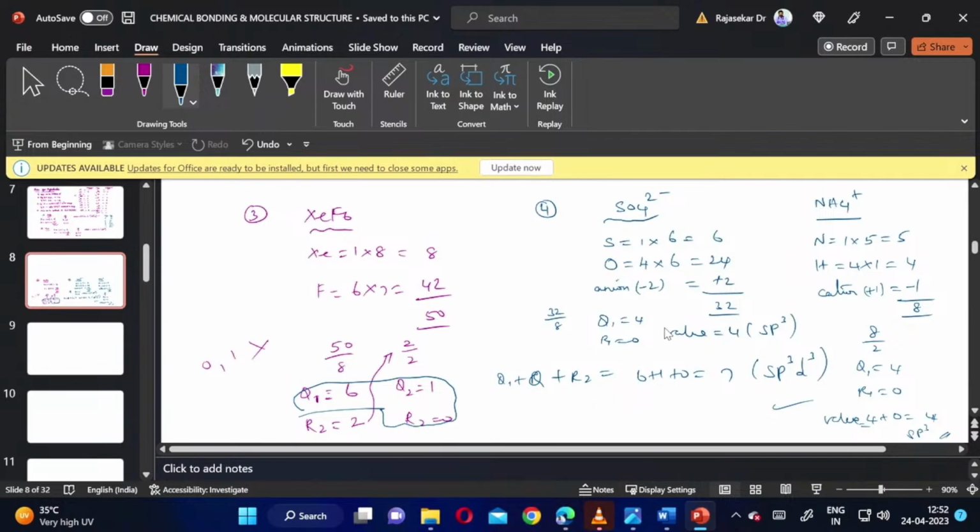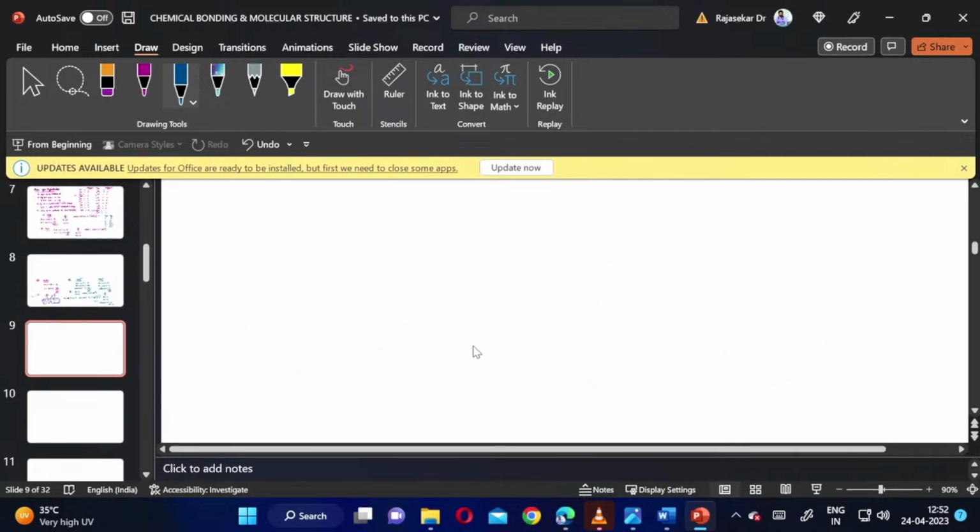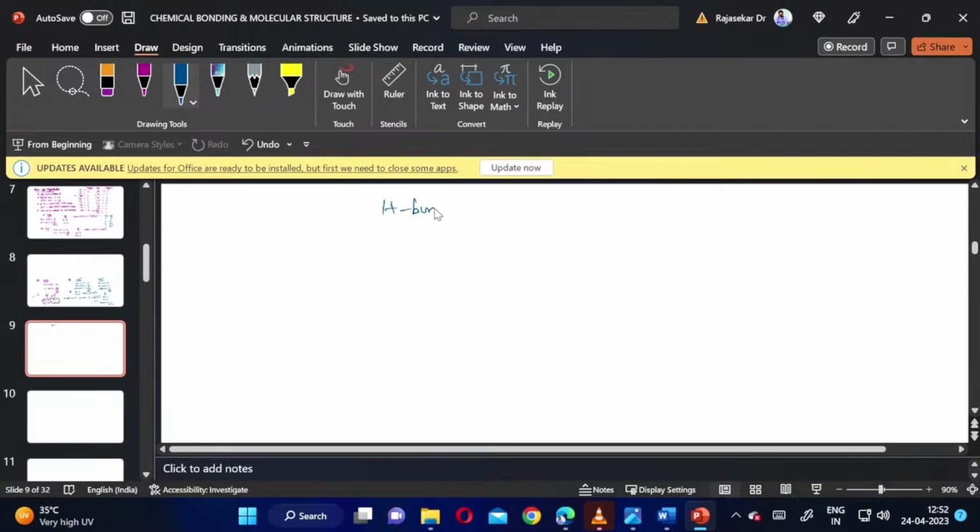Then one more small topic I'll take. That is hydrogen bonding. Okay, you just remember only the definition. Hydrogen bonding means whenever hydrogen is bonded to a highly electronegative element, it may be fluorine or oxygen or nitrogen, this is called hydrogen bonding. It is represented by dotted lines, an electrostatic force.